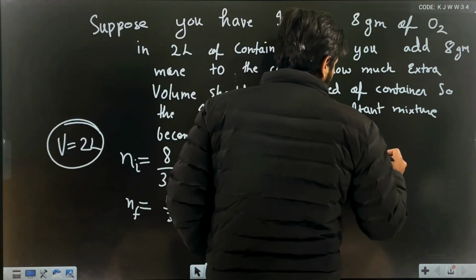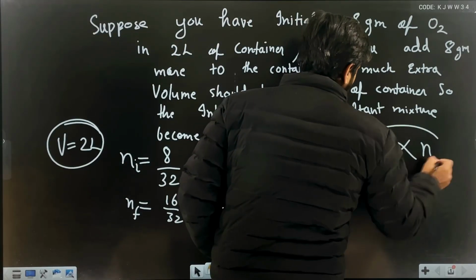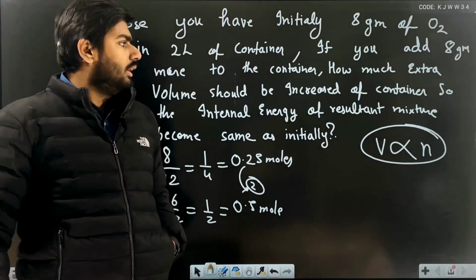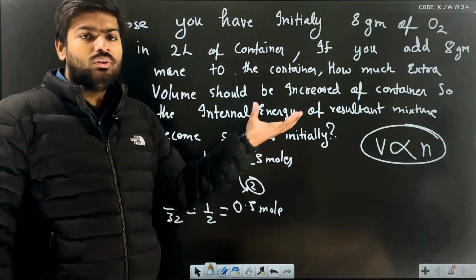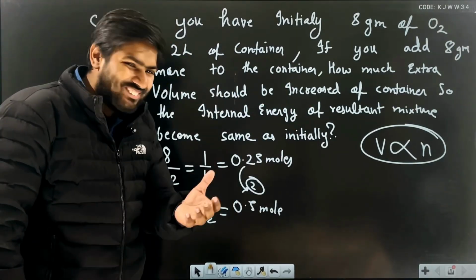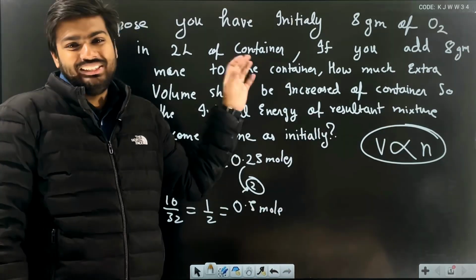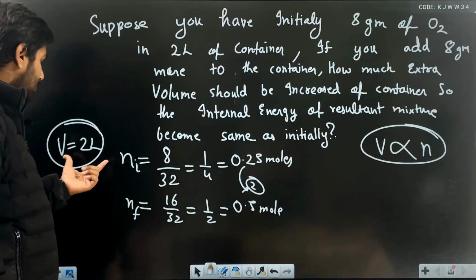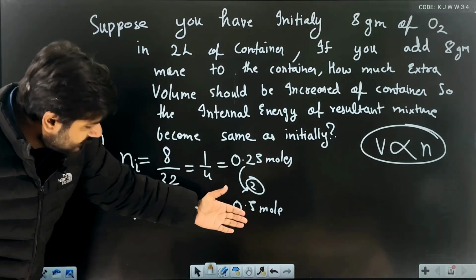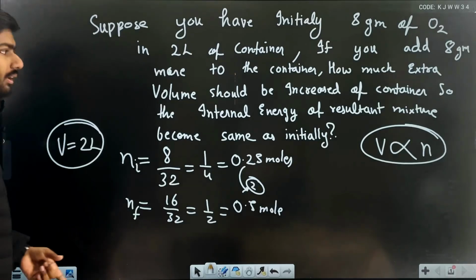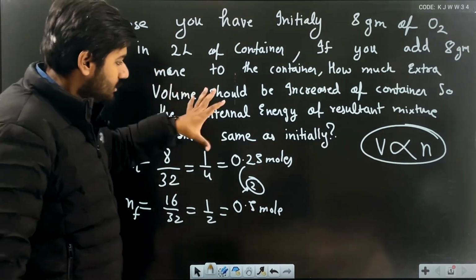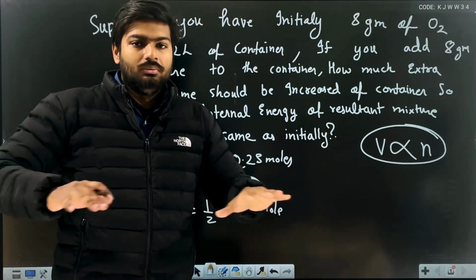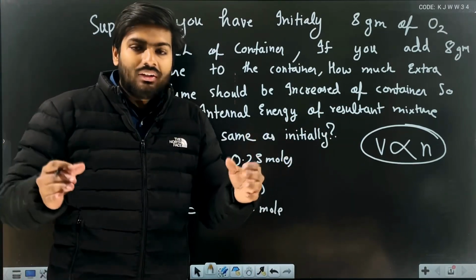Also, volume is directly proportional to the number of moles if we do not change the pressure and temperature. In this question neither pressure nor temperature is changed, so we can use this law, which is Avogadro's law. So if the number of moles becomes twice, the volume will also become twice, so as to keep the internal energy constant.